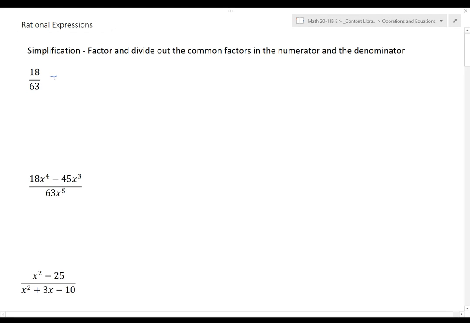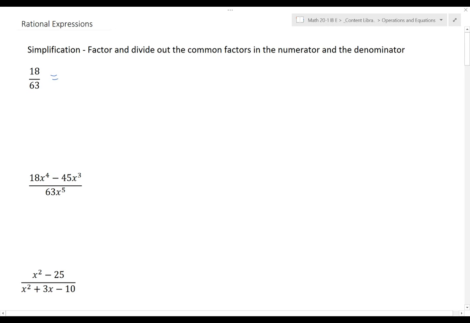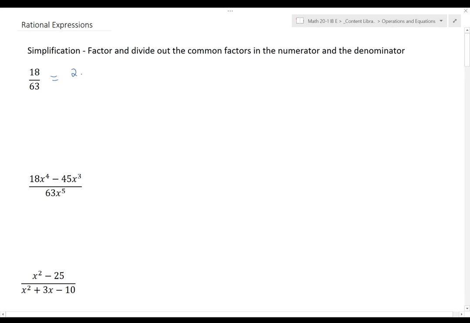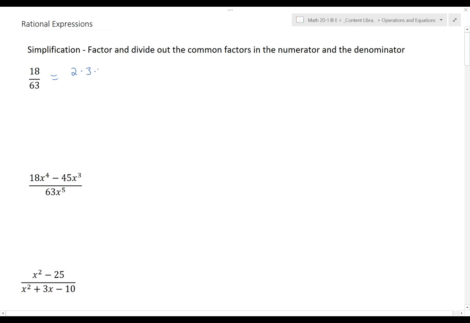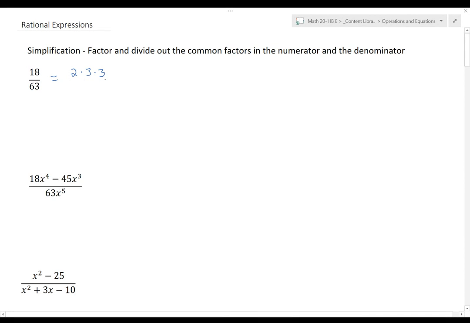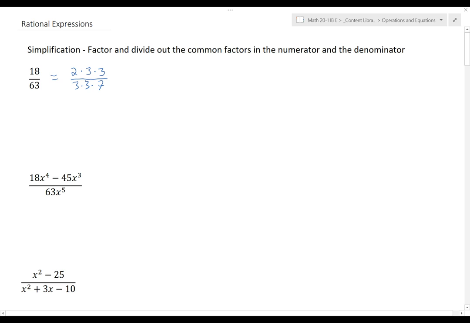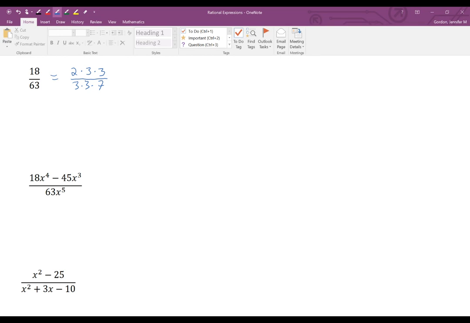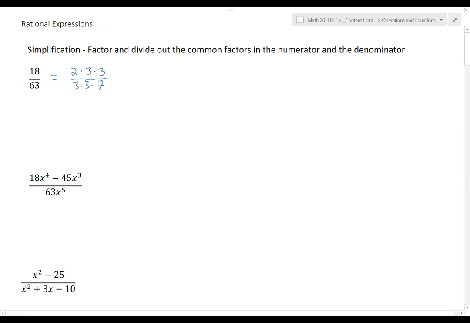I'm going to write out steps that I probably wouldn't bother writing out with a numerical fraction, but for example, I see that 18, I'm going to factor it into its full prime factorization. So that's 2 times 3 times 3. And 63 is 3 times 3 times 7. I don't actually have to do the full factorization here. I would be completely okay to just write 2 times 9 and 9 times 7, because the 9 is, of course, the common factor. But if I have it completely factored into prime factors, that's a little closer to what I would normally do with an actual rational expression.